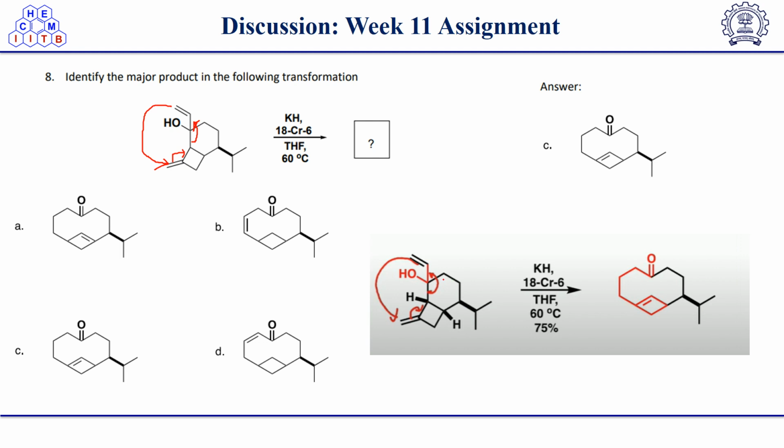So how many members will the ring have? 1, 2, 3, 4, 5, 6, 7, 8, 9, 10. This 10-membered ring will be forming. Here one alkene will be there inside the cyclobutane ring, and this hydroxyl group will be converted into the corresponding ketone. So this is the major product of this reaction.